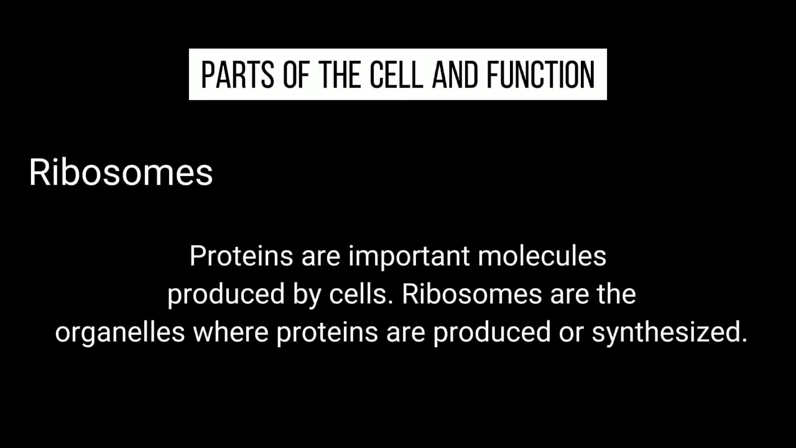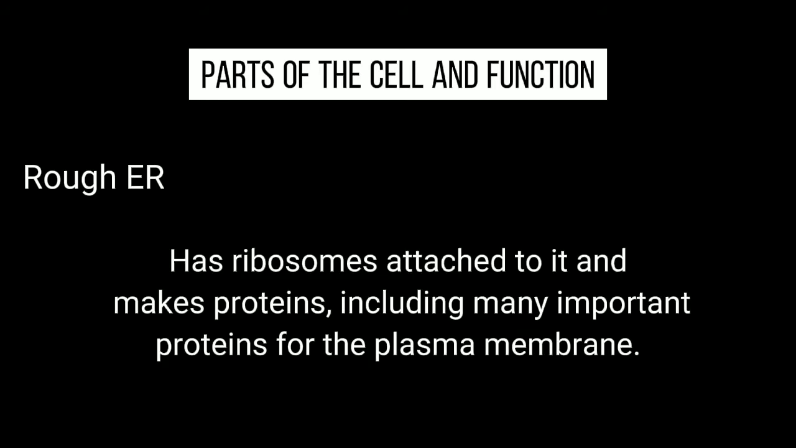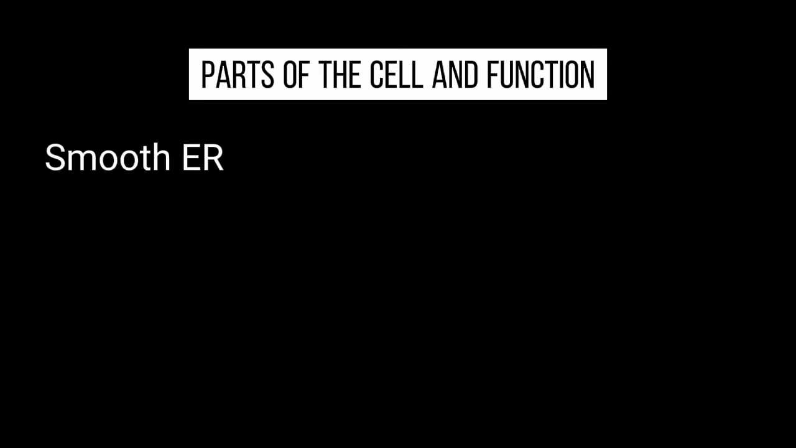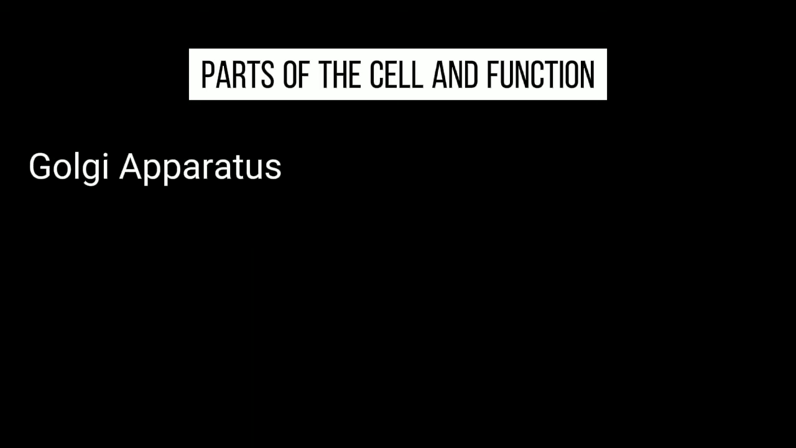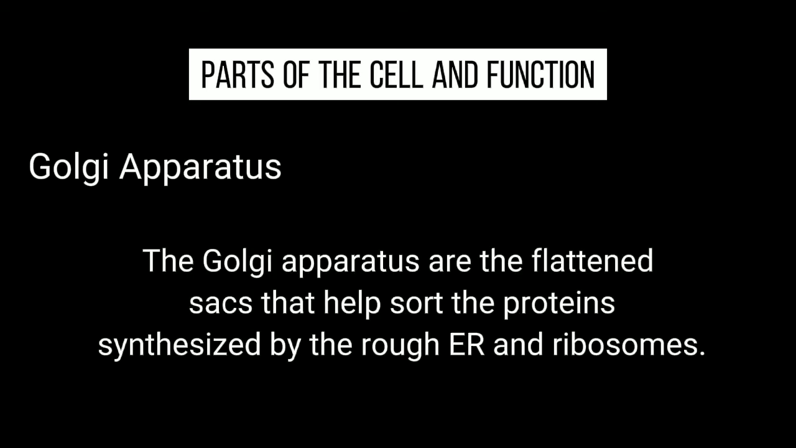Ribosomes. Proteins are important molecules produced by cells. Ribosomes are the organelles where proteins are produced or synthesized. Rough ER has ribosomes attached to it and makes proteins, including many important proteins for the plasma membrane. Smooth ER. Smooth ER does not have ribosomes but is involved in modifying proteins synthesized by the rough ER. Golgi apparatus. The Golgi apparatus are the flattened sacs that help sort the proteins synthesized by the rough ER and ribosomes.